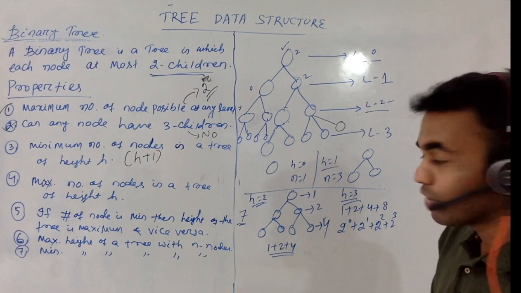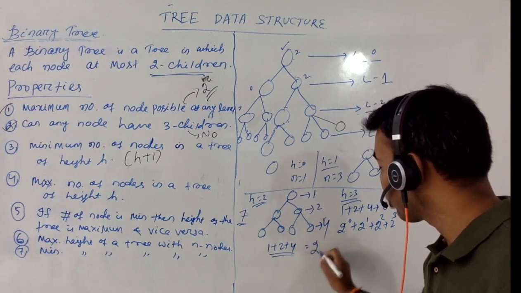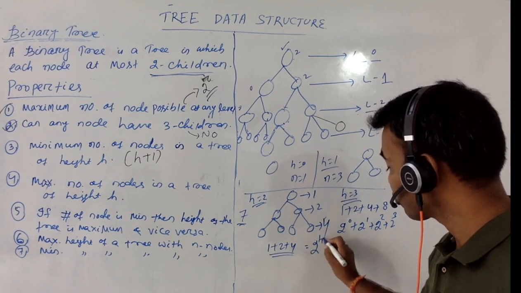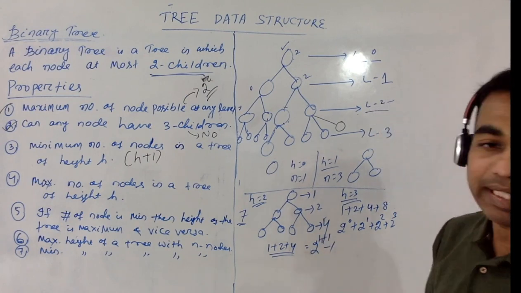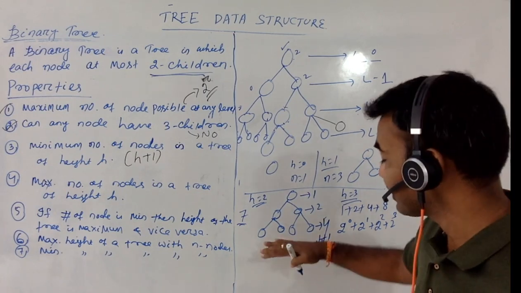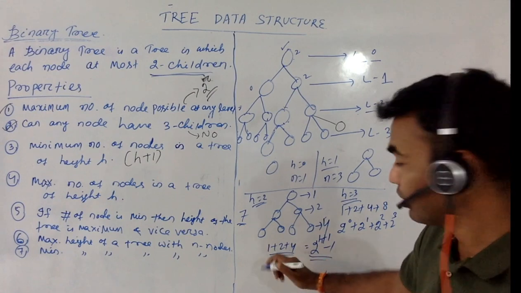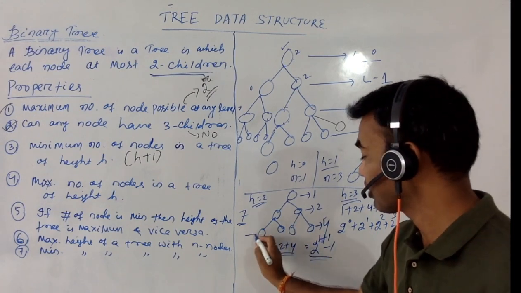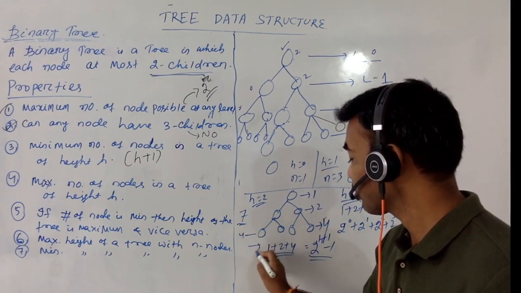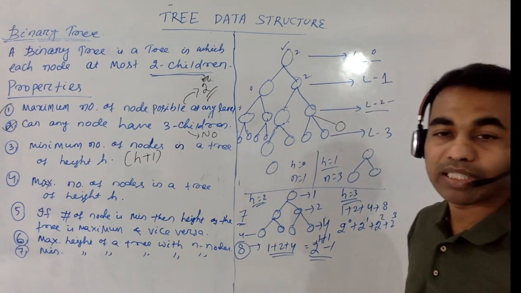So think about it this way. It is going to be 2 to the power h plus 1, minus 1. This is the formula. So what is the number of nodes present in the next level? The maximum number is 8, right? Suppose this was level 4, then the maximum number of nodes is going to be 8.